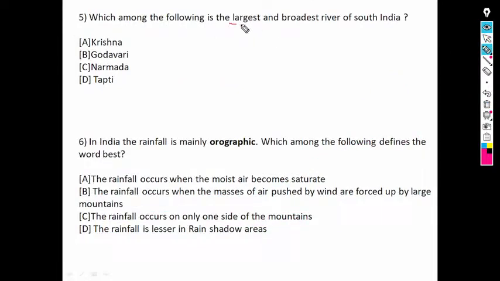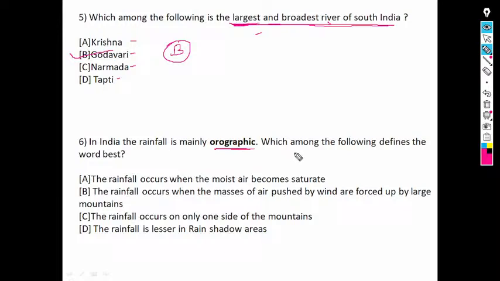Next, which among the following is the largest and broadest river of South India? Krishna, Godavari, Narmada and Tapi. The largest and the broadest river in South India is your Godavari.